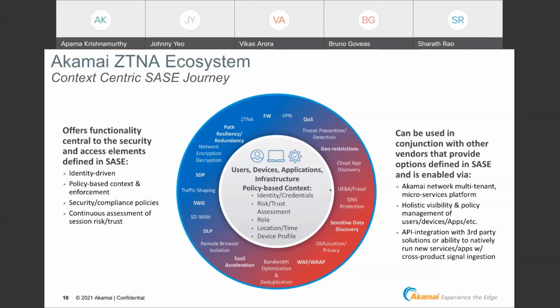Because Akamai, let's say we don't do SDP today, you can use a third-party vendor to do SDP. But you incorporate their information for that software-defined perimeter into our reporting so that we know, okay, this user is accessing from this particular segment, let's say, and things like that. You can also do third-party integration, like API integration with third parties, or natively run the service on us.